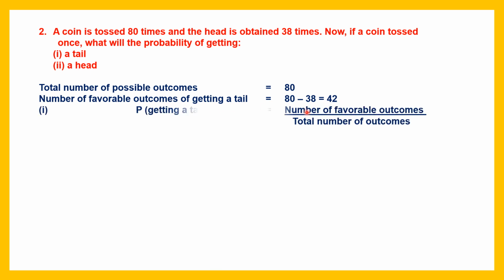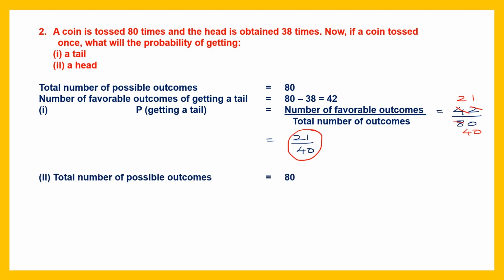Now to find the probability of getting a tail, we have to use this formula. So that will be 42 as the number of favorable outcomes and the total number of outcomes is 80. 42 divided by 80. This we can reduce to the lowest term. We can divide 42 and 80 by 2. 2 2's are 4, 2 1's are 2, 2 4's are 8 and the 0. So what do we have? 21 by 40. So what is the probability of getting a tail? It is 21 by 40.